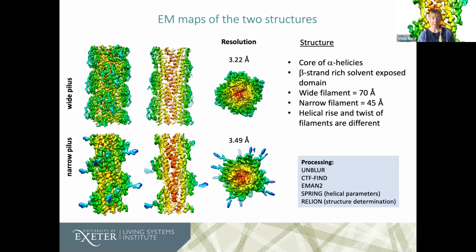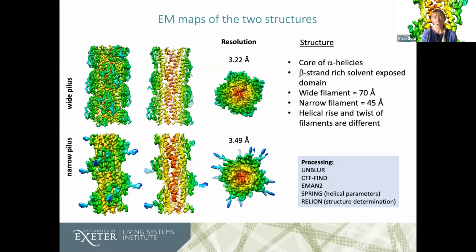And these are the resulting maps. So both filaments follow the conserved type 4 Pilus blueprint, and that's that they have a conserved bundle of alpha helices in the center, which are hydrophobic. And these are surrounded by a beta strand rich domain, which is exposed to the solvents. The wider Pilus measured about 70 angstroms across, and the narrow filament approximately 45 angstroms. And the two filaments had different helical rises and twists.